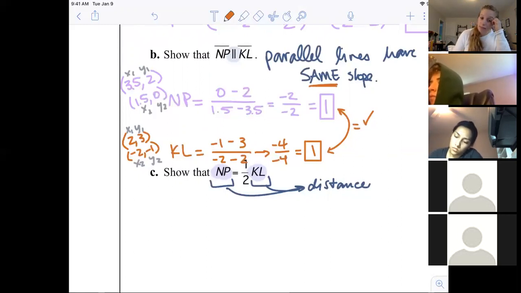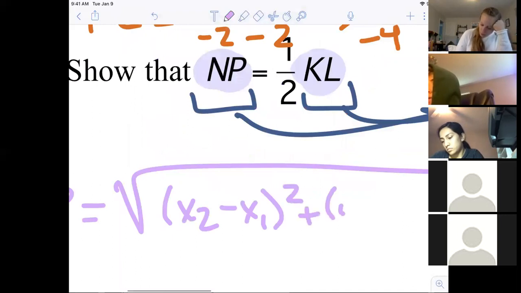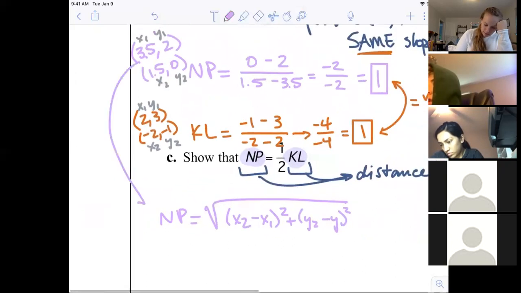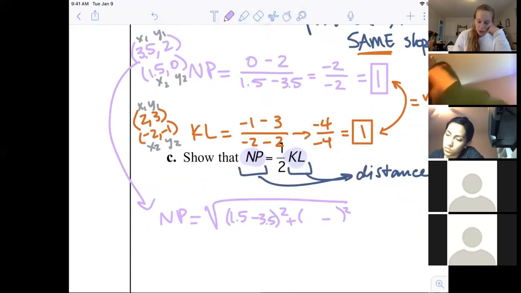All right, my last problem is my distance. So I'm gonna do distance of NP and of KL. So I'm gonna do NP. That distance is X2 minus X1 squared plus Y2 minus Y1 squared, all under a square root. I'm gonna use the same points I used above. And I'm keeping mine color coordinated so I know exactly what I'm doing, and so hopefully you guys can follow along pretty easily too. X2 is 1.5 minus X1, which is 3.5, squared. And then Y2 is 0 minus Y1, which is 2, negative 2, or it's just positive 2.